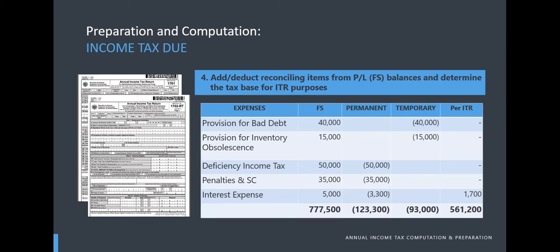Sabi nga natin last time, 'di ba? Hindi siya kasama. Philippine income taxes are not tax deductible, or are not allowed as deductions to the income. Penalties and surcharges are not deductible or are not allowed as deductions since these are not indebtedness by nature. These are penalty nga, 'di ba? So you do not have the right to claim the expense.